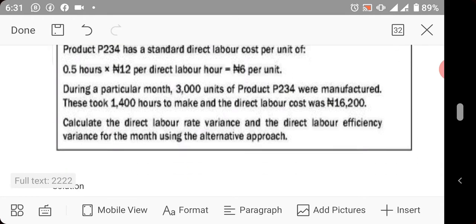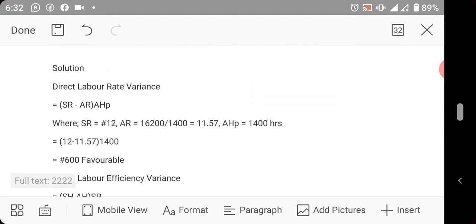So now, let's continue the reading. During a particular month, 3,000 units of product P234 were manufactured. This took 1,400 hours to make, and the direct labor cost was 16,200. So you can see that in that month, the workers worked for 1,400 hours, and we paid them 16,200. So you are required to calculate cost variance, efficiency variance, and rate variance. So we take the first one, solution.